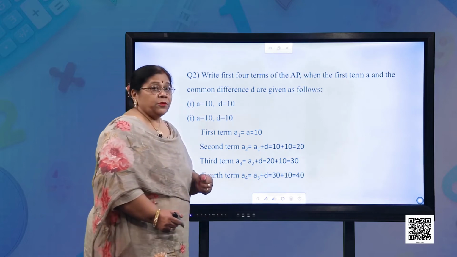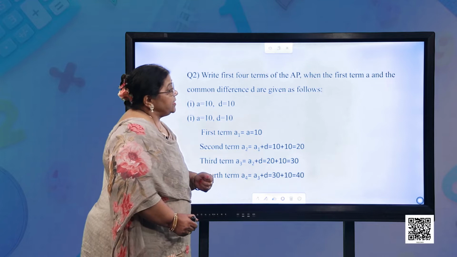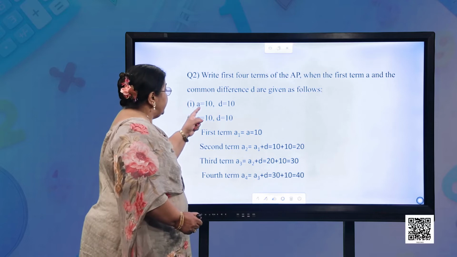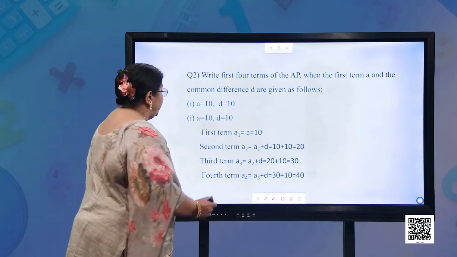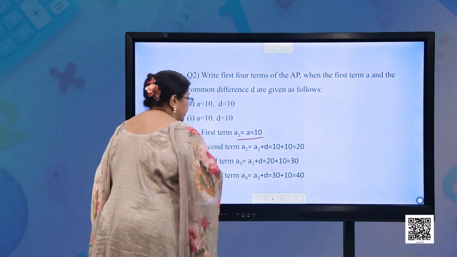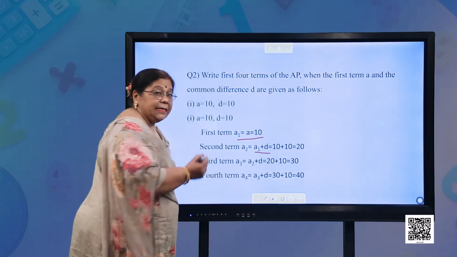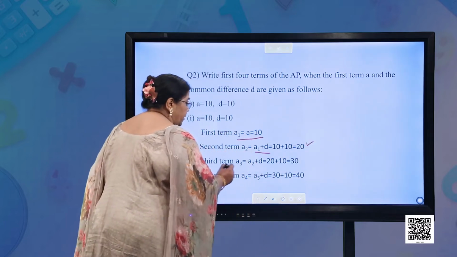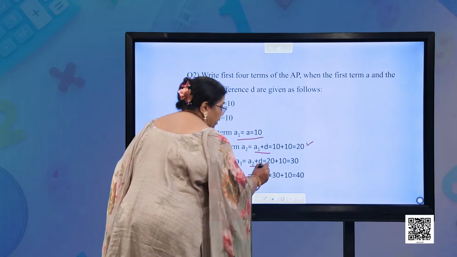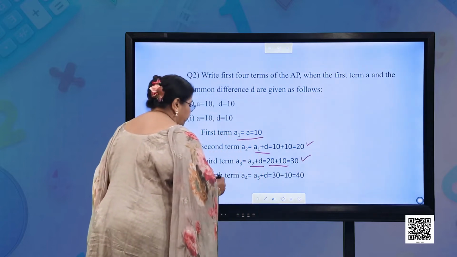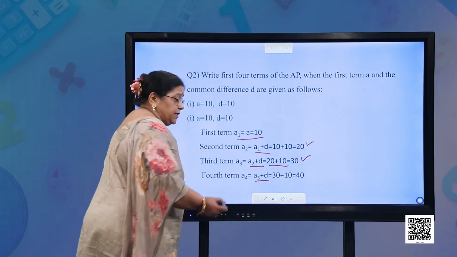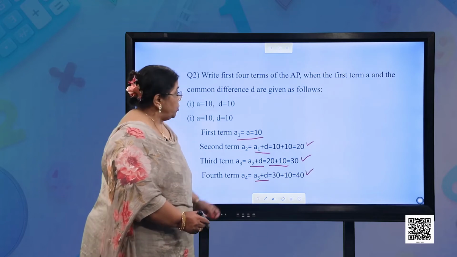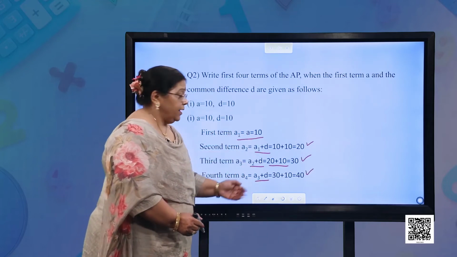Write the first 4 terms of the AP when the first term a and the common difference d are given as follows. a is 10 and d is also 10. Observe here, first term is 10, second term obviously will become a1 plus d, that is 10 plus 10, 20. Third term is a3, a2 plus d, 20 plus 10, it is 30. And fourth term a4 will become a3 plus d, that is 30 plus 10, it is 40. I hope it is clear. So, our terms are 10, 20, 30, 40. Let us do the next one.